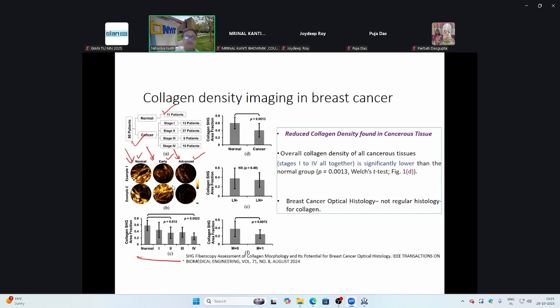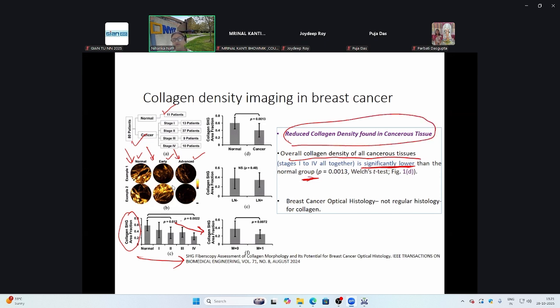And what they found is, look at this graph here. What they found is that the collagen area fraction means the collagen content indirectly. The collagen content decreases as the stage increases in those patients that have higher stage of breast cancer. So overall content density of cancerous tissues from 1 to 4 is significantly lower than the normal group. So they found that there is reduced collagen density.